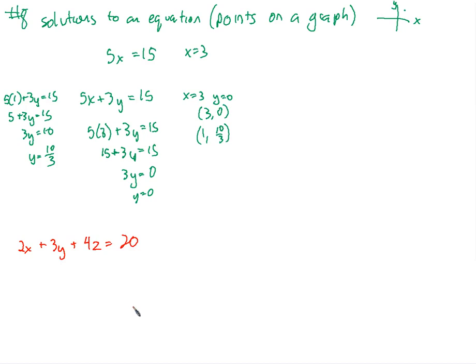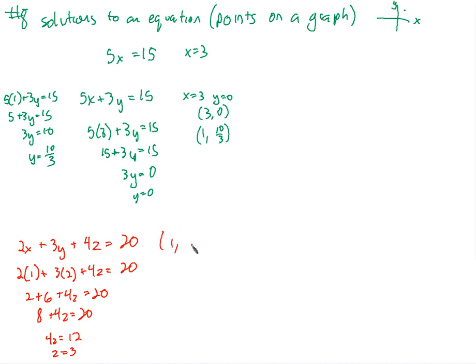Well, that's kind of nuts. Let's see, we could do 2 times 1 plus 3 times 2 plus 4z equals 20. Well, this is now 2 plus 6 plus 4z equals 20. This is going to be 8 plus 4z equals 20. And then 4z equals 12. That worked out nicely because z is now 3. Okay, there's one solution. If x is 1 and y is 2 and z is 3, that's a solution. It makes the equation true, right? If you put in 1, 2, and 3, we would have it.